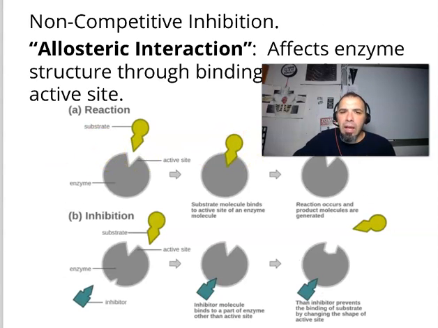Allosteric interaction is a little more complicated. There's our normal reaction up top. It affects the enzyme by binding away, and that's the key, away from the active site. So there's our substrate and enzyme. You've got your substrate molecule binding to it, and you have your new products.